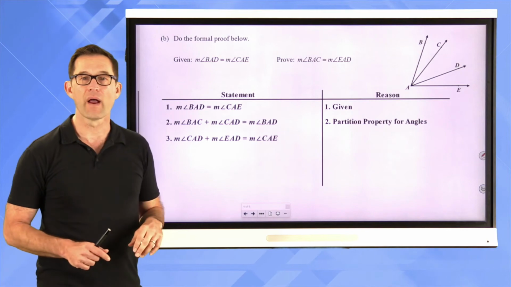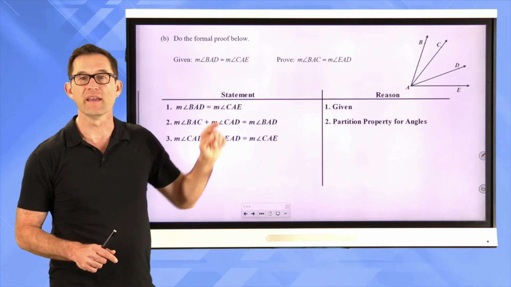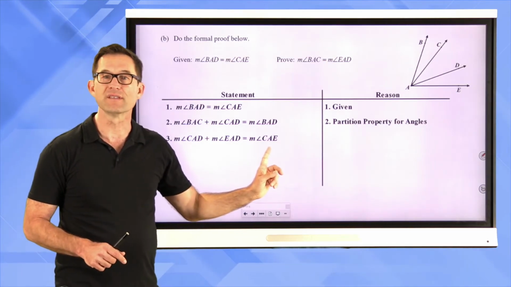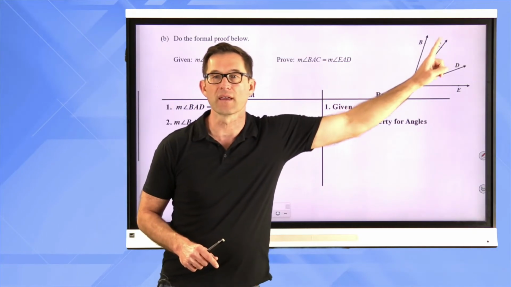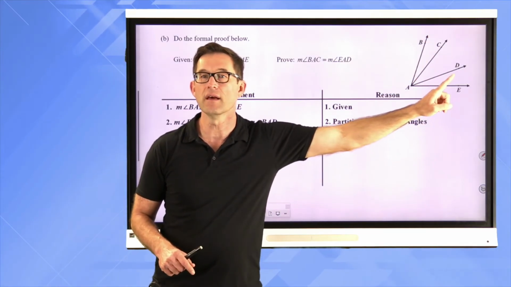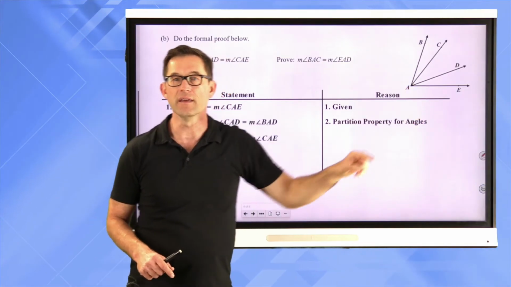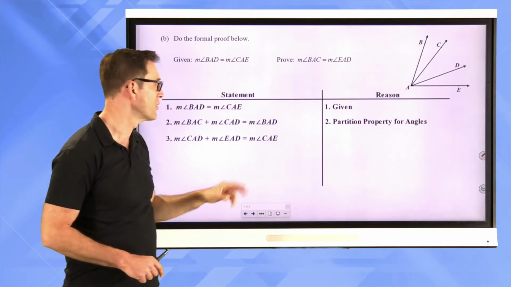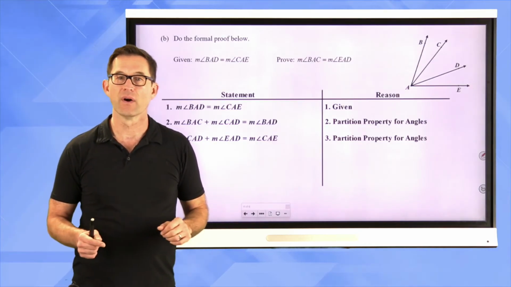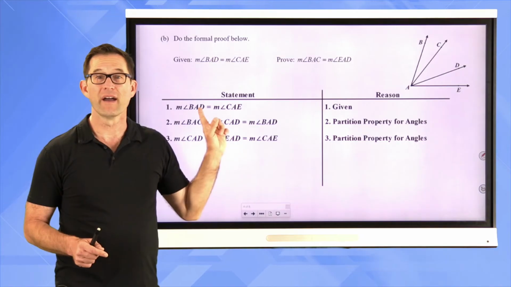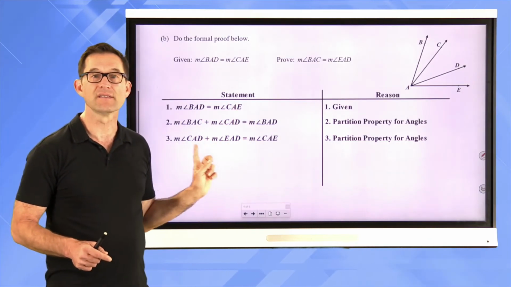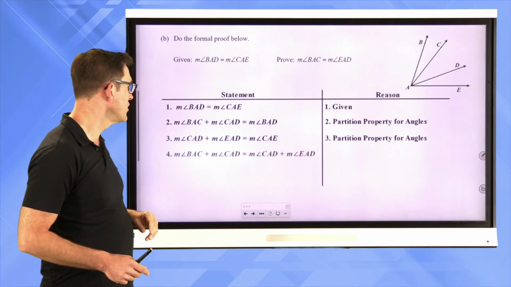Let's do it with that other angle, angle CAE. So CAD plus EAD is equal to CAE. Again, all I'm doing is taking CAE and breaking it down into the measure of angle CAD plus the measure of angle DAE, or EAD. That's again the partition property for angles. Now, remember, I know this BAD is equal to this sum, and this CAE is equal to this sum. So now I can do that substitution.